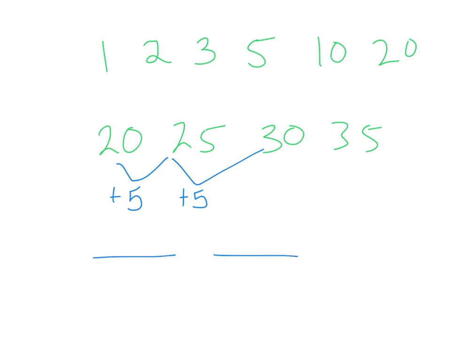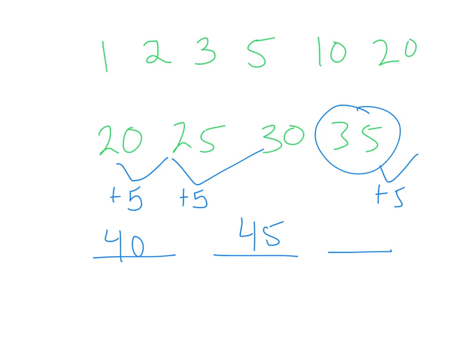So if we were to continue this pattern for the next 3, I have to think, okay, I've got 35. If I add 5 to 35, I'm getting 40. If I add 5 to 40, 45. If I add 5 to 45, 50. So when you're doing this, you're trying to find that pattern.